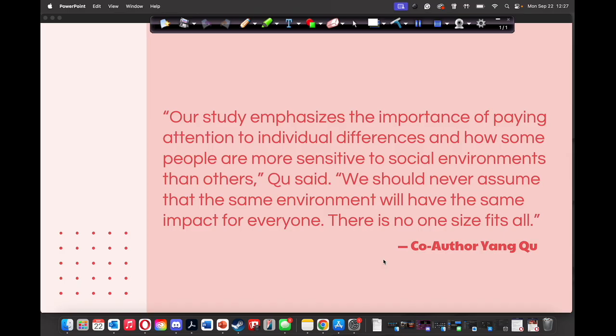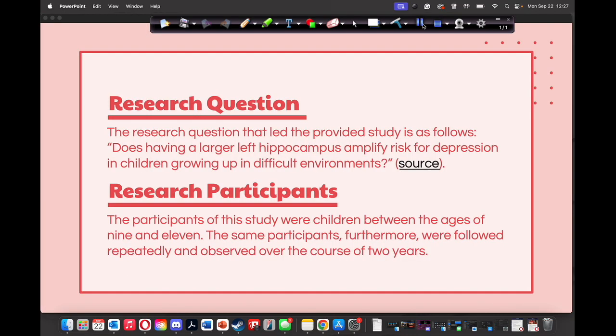Our study emphasizes the importance of paying attention to individual differences and how some people are more sensitive to social environments than others. He continued to say, we should never assume that the same environment will have the same impact for everyone. There is no one size fits all. I included that quote because I wanted it to lead into the research question, which is, does having a larger left hippocampus amplify the risk for depression in children growing up in difficult environments? And of course, this is sourced from the study itself.